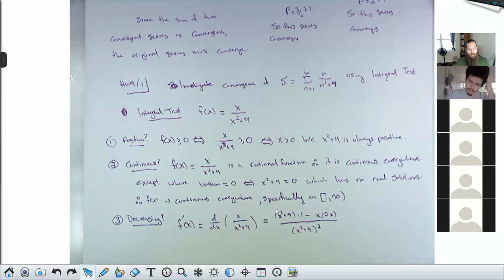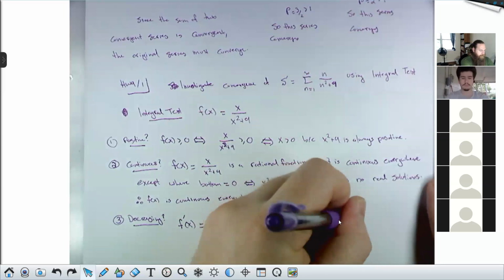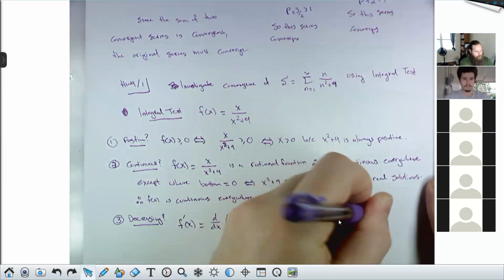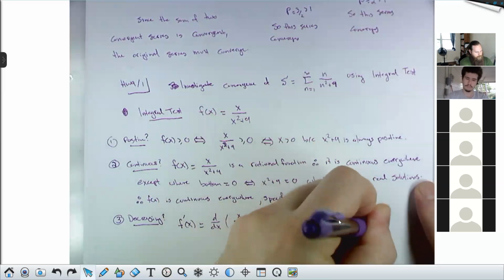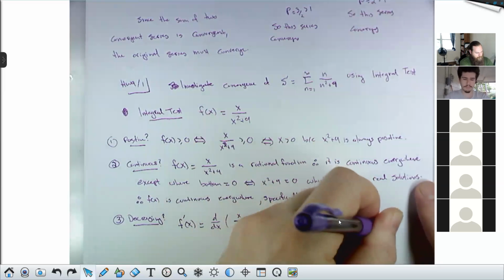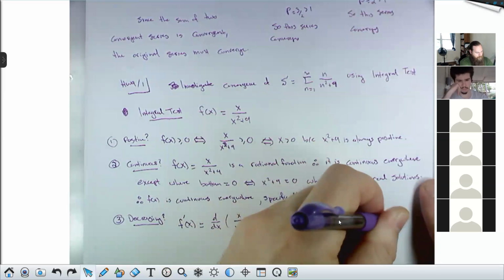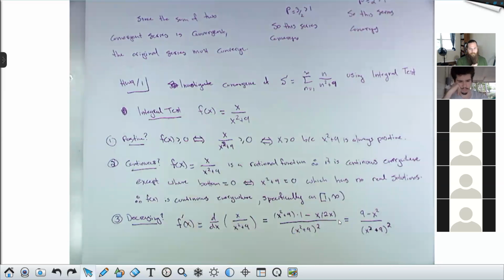So upstairs here I have x squared plus 9 minus 2x squared. That's going to simplify to 9 minus x squared over x squared plus 9 quantity squared. Is everybody with me on this? Take a second, verify the algebra.